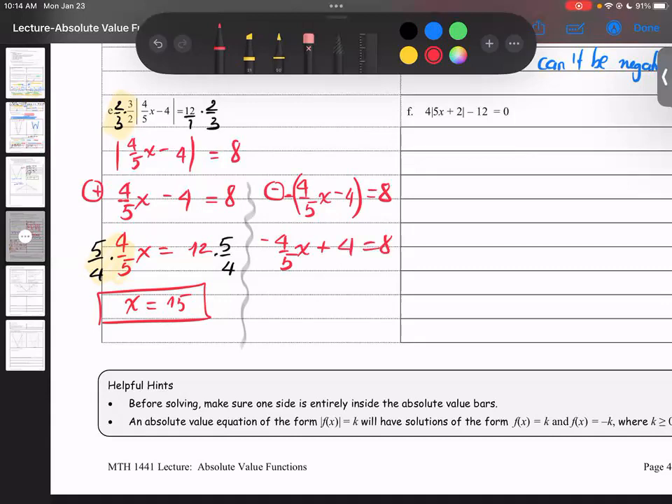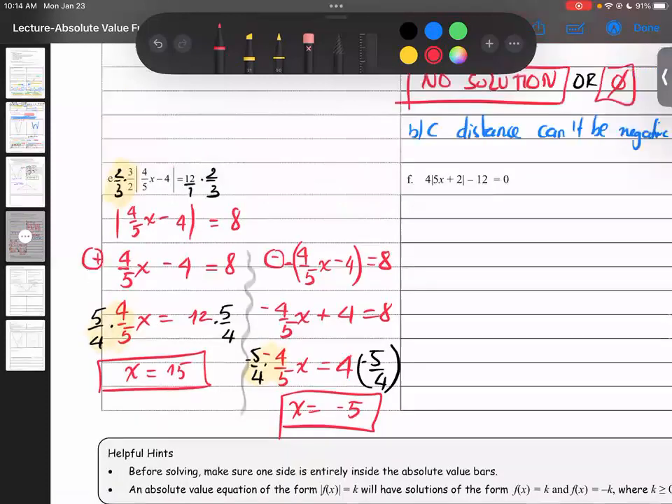At this point, it's easy, right? Everybody knows how to solve linear equations. Negative 4/5 x equal 4. Multiply both sides by negative 5/4. And so x equal negative 5. Do you have any questions so far? So far, so good.